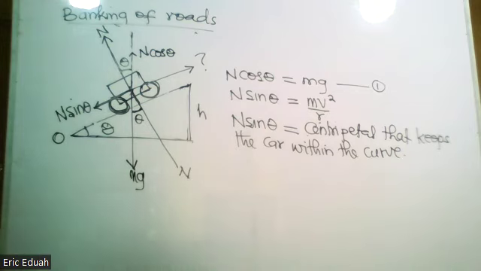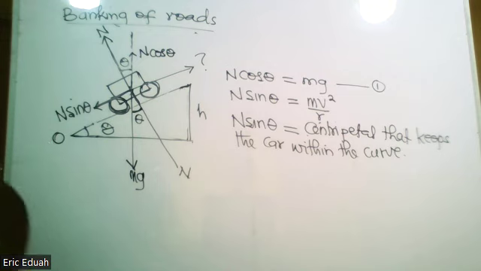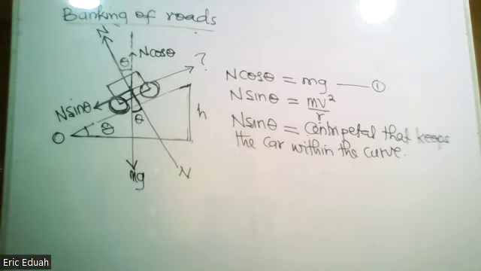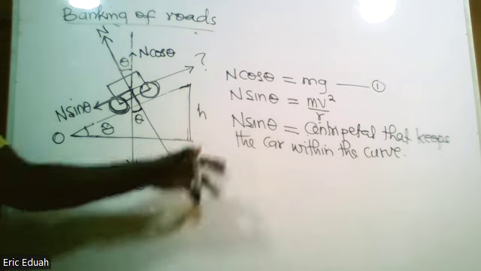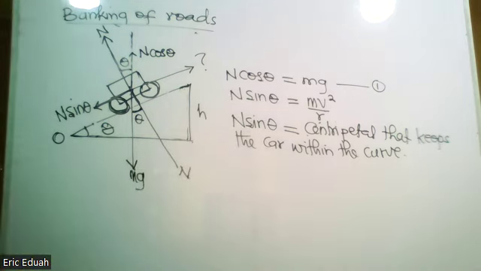And this has nothing to do with friction. So it is the sine component of the normal reaction that provides the centripetal force on a banked road. So if you are asked what provides the centripetal force on a banked road, it is the n sin theta component of the normal reaction that provides it.